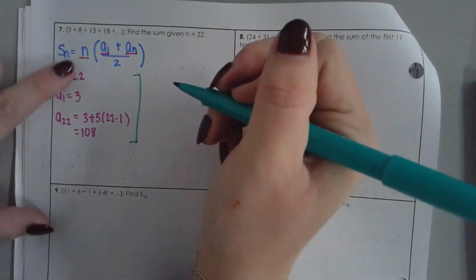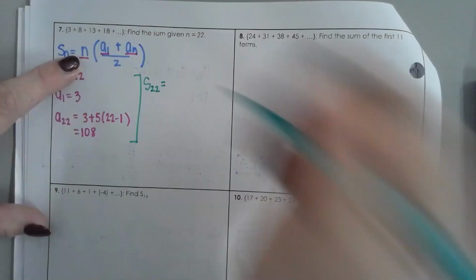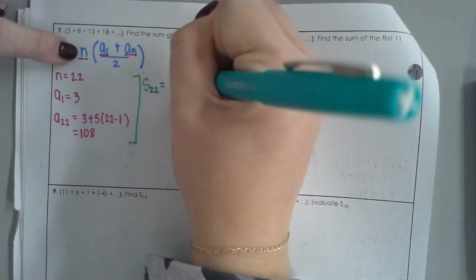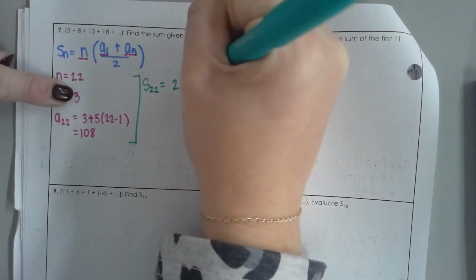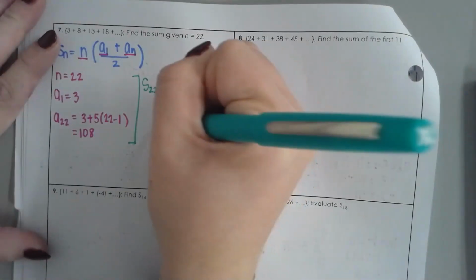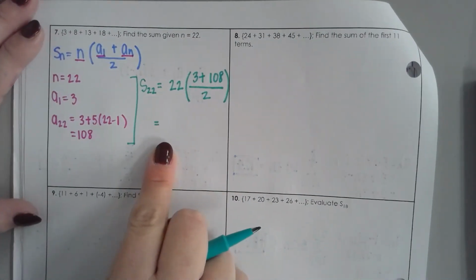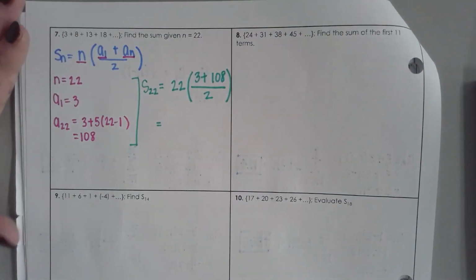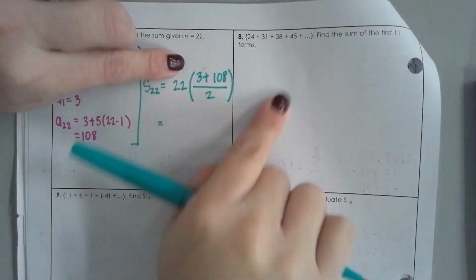And so now I can do the sum of the first 22 terms is 22 times 3 plus 108 over 2. Be careful with your order of operations. When you type this in, you can't literally type 3 plus 108 divided by 2. Order of operations will divide those first and then add on the 3.